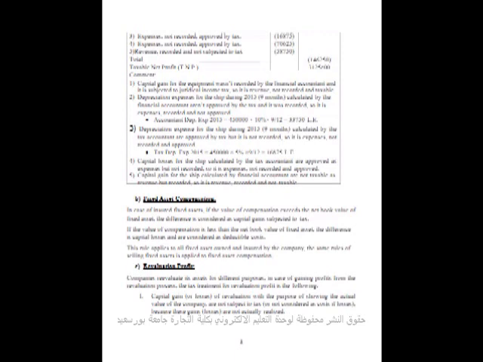The same rules of the fixed asset compensation apply as for the selling of a fixed asset. The third type of capital gain is revaluation profit. Companies may reevaluate their assets for different purposes.